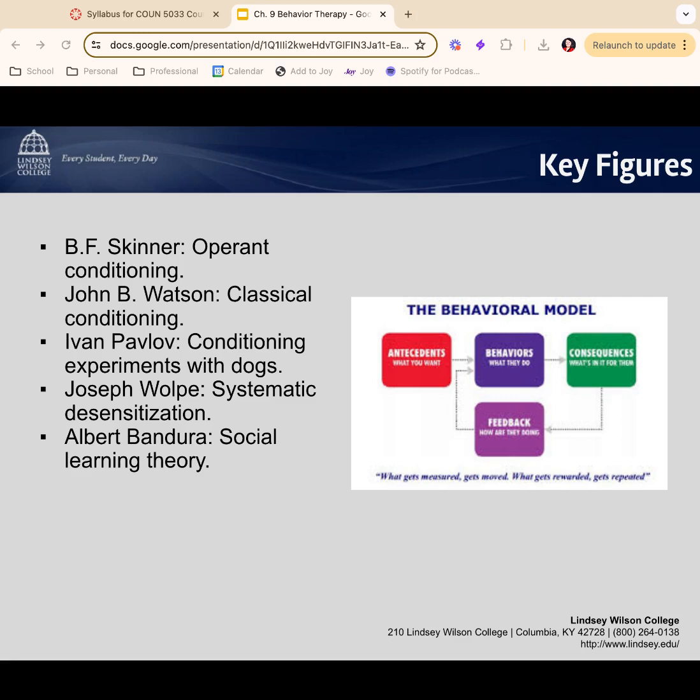You also have Joseph Wolpe. Wolpe's development of systematic desensitization revolutionized the treatment of anxiety disorders by exposing individuals to feared stimuli in a controlled and gradual manner. You have Bandura. Bandura's social learning theory introduced the concept of observational learning, where individuals learn by observing others' behaviors and their consequences.